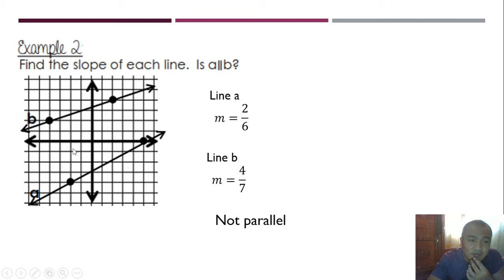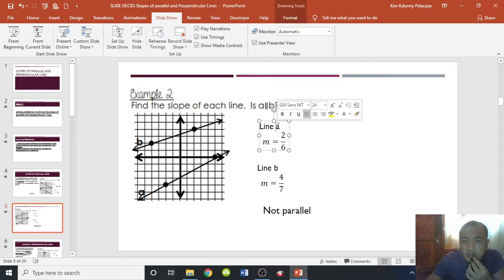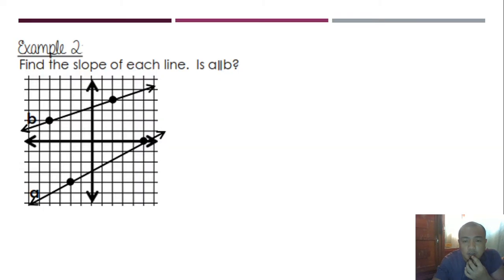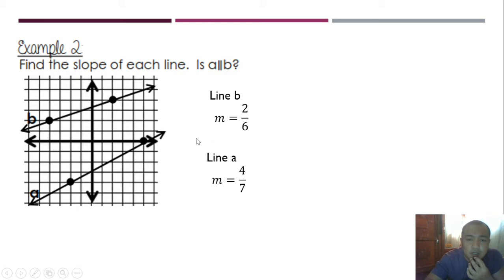Wait, 1, 2, 3, 4. 1, 2, 3, 4, 5, 6, 7 pala. I'm sorry. This is actually line B, and this is line A, because it's in the picture. So for line B, the slope is 2/6. 1, 2, rise. 1, 2, 3, 4, 5, 6. 2/6. Slope of line A, 4/7. So are they equal? They are not parallel because they do not have the same slopes.